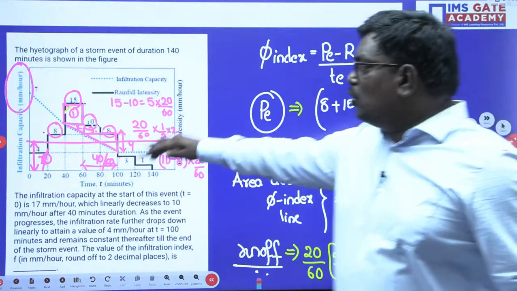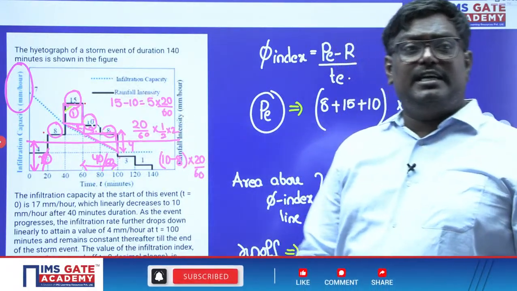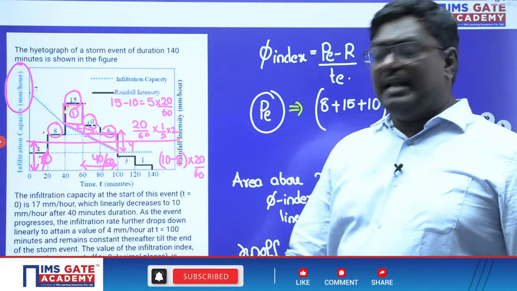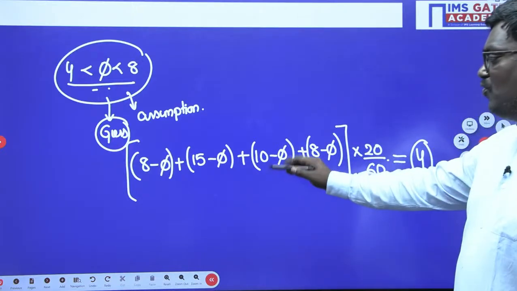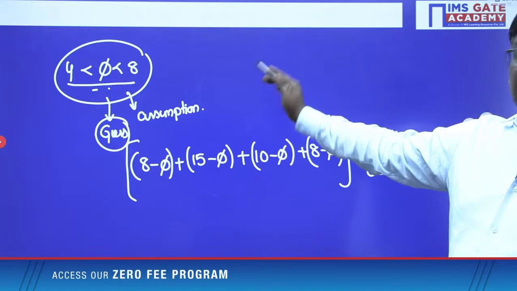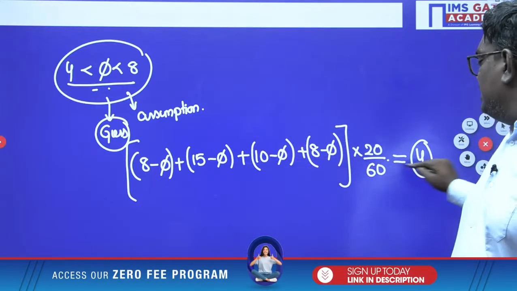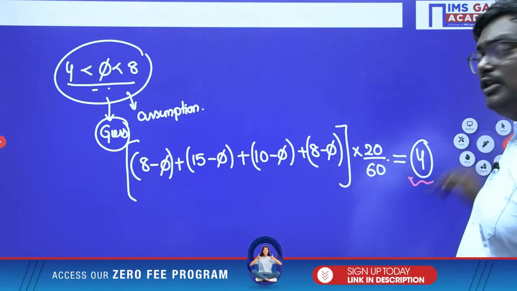Above the 5 index line, we consider it as runoff. Below the 5 index line, I will take it as infiltration. That is the concept, okay? Now, I have assumed that 5 index is between 4 and 8, and this should be equal to the runoff, which should be equal to 4. Am I correct or wrong, my dear students?